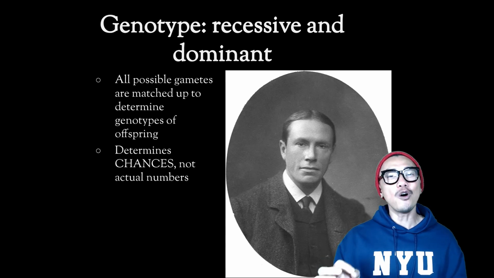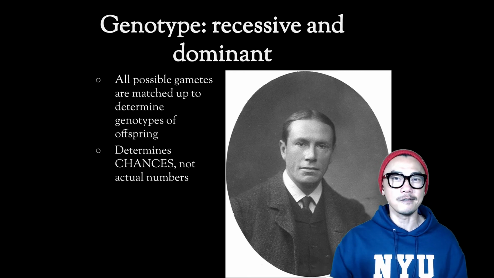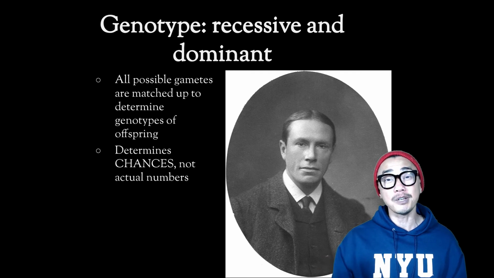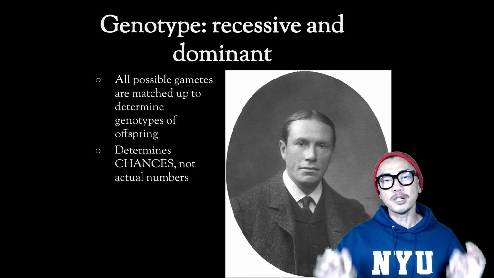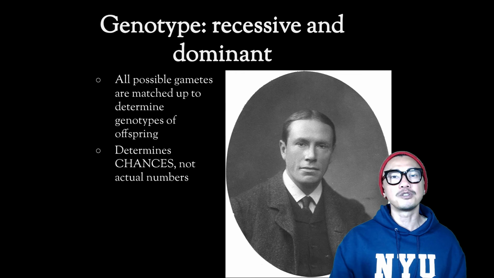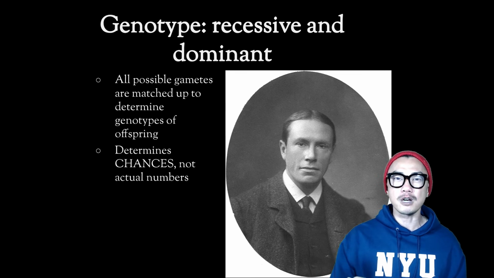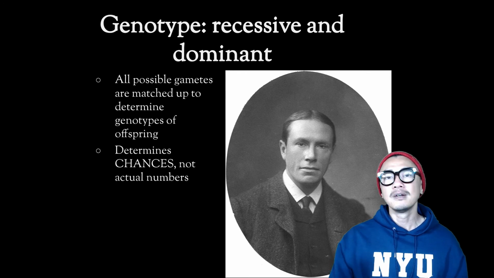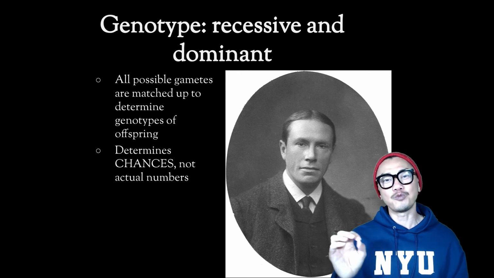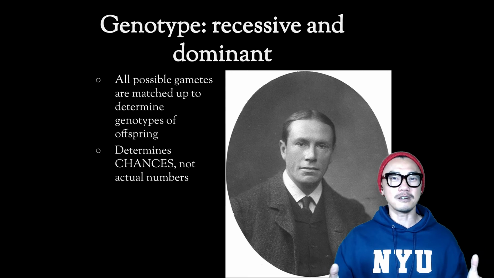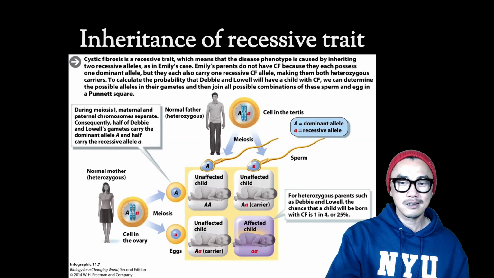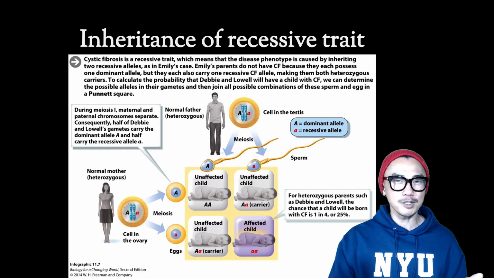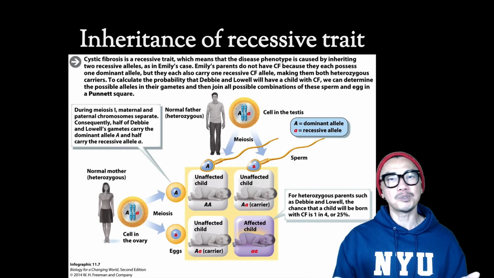Punnett squares show all the possible gametes that can be created and all the possible ways that gametes can combine to produce genotypes of offspring. Make sure as you work with Punnett squares, you understand that Punnett squares only predict chances, not actual numbers. The photo on this slide shows Reginald C. Punnett, the creator of the Punnett square. This infographic will walk you through how to use a Punnett square to predict the genotypes of offspring.